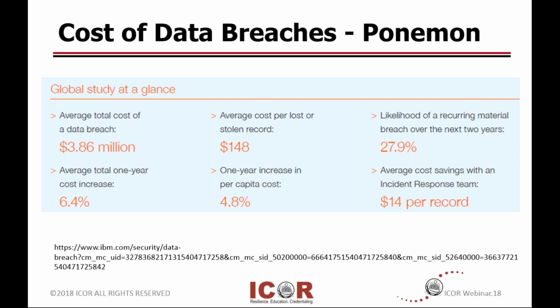And this average one-year cost is a 6.4% increase over the year before. The average cost per lost or stolen record is $148. So we're going to look again, but if you remember what I looked at just a few minutes ago, the number of records stolen are in the millions and billions. So that's where you get to the cost per data breach. And this is also an increase in cost of 4.8%. And then the likelihood of recurring material breach over the next 2 years is about a 27.9% increase. And the average cost savings when you have an incident response team is about $14 per record.